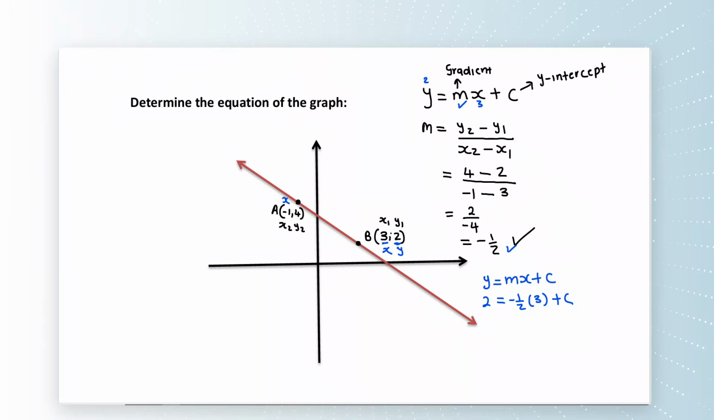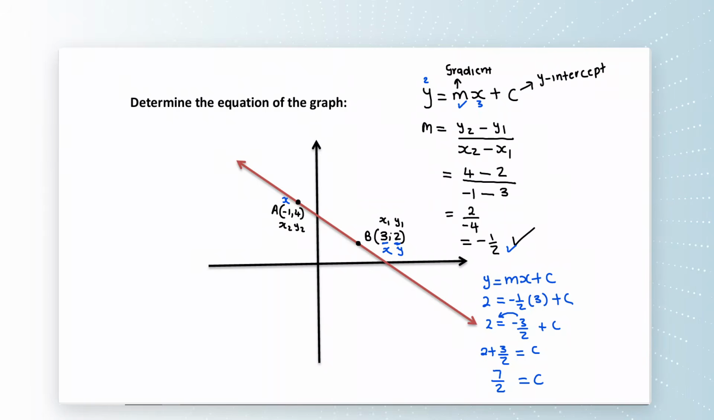Beautiful. Now you go ahead and simplify. Negative half multiplied by 3 is going to be minus 3 over 2. You can use a calculator for that. Then we're going to transpose the minus 3 over 2. It's going to be 2 plus 3 over 2 equals c. Again, you can use the calculator to get the value of c. It's going to be 7 over 2 equals c.